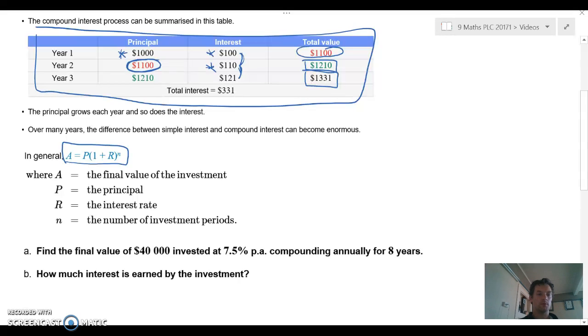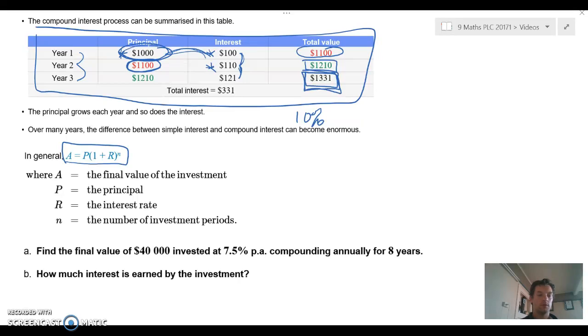Now, going through our formula, we have A, the final value of the investment. So in our example above, this 1331 would be A. P is the principal, so that's the initial starting amount. So that's the $1,000. We have R, the interest rate. We're not told the interest rate here, but we know that this is 10%. And then we have N, the number of investment periods. So in this example, we've got 3 years, so it's 3 investment periods. For the most part, it doesn't have to be paid per year, but that's what we'll see in most of our examples: the interest is paid annually.